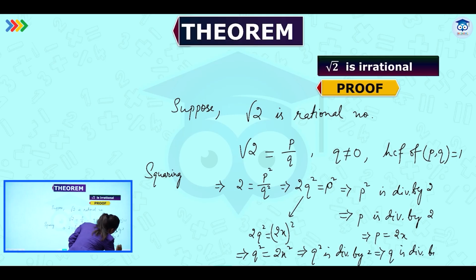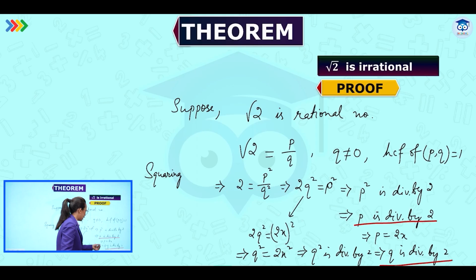So now we have P divisible by 2, right, and Q divisible by 2. It means 2 is a common factor for both P and Q, which is a contradiction to what we have here: P and Q HCF is 1. Therefore, what we assumed, that root 2 is rational, is wrong. Therefore, root 2 is an irrational number. This is the way of the contradiction method.